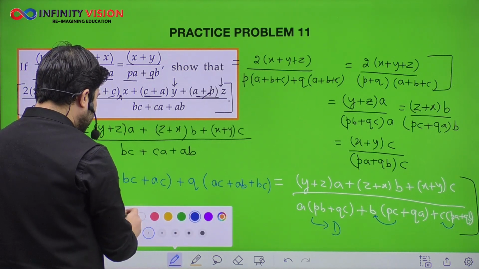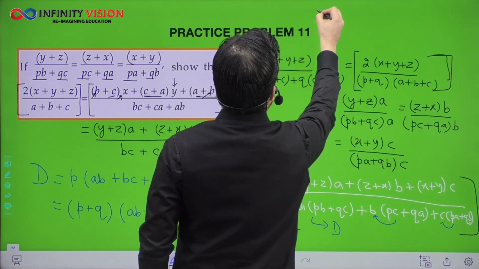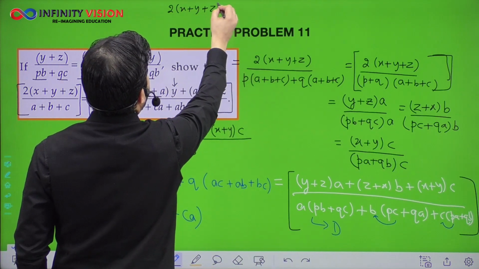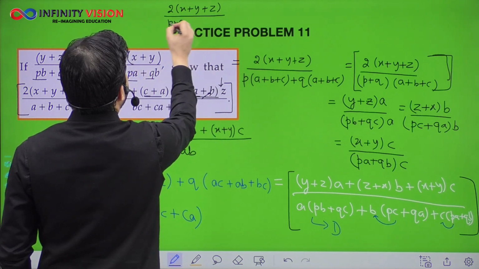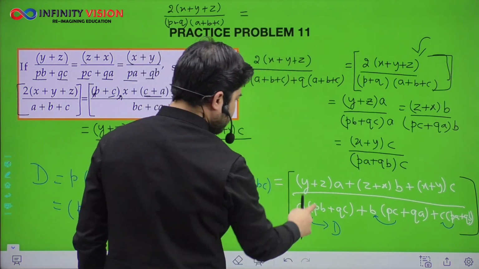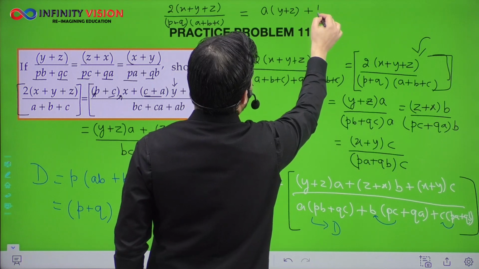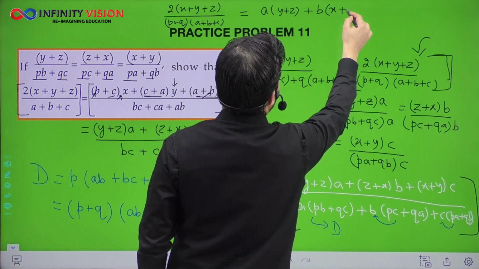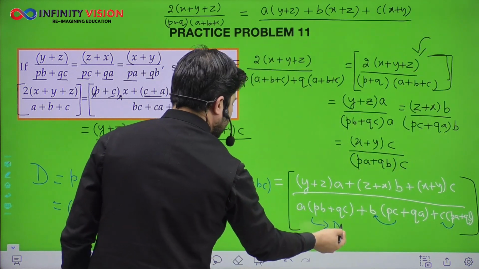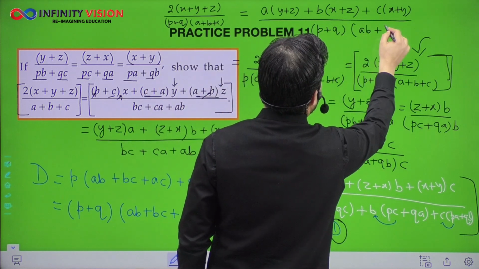Now if you notice what you did, you just found out that this ratio is equivalent to this ratio, which means you can simply write twice of (x plus y plus z) upon (p plus q) into (a plus b plus c), which is this ratio, is equivalent to, here what you got as antecedent, a into (y plus z) plus b into (x plus z) plus c into (x plus y) divided by your D, and your D is nothing but (p plus q) into (ab plus bc plus ca).